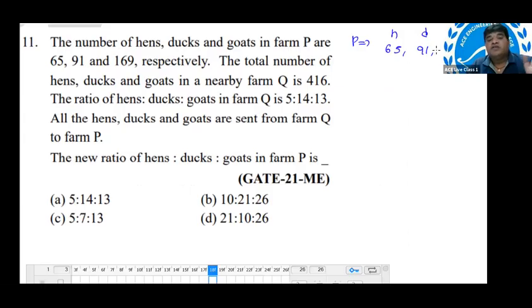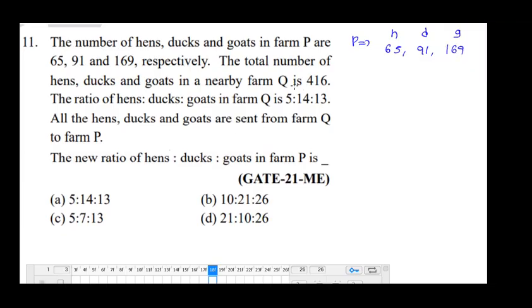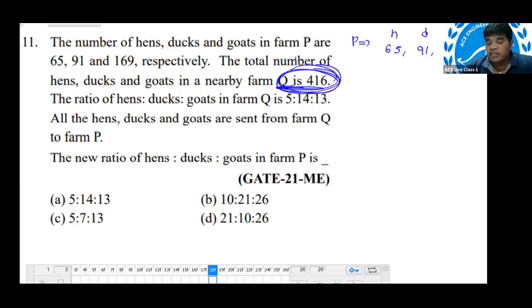In the farm we have 65 hens, 91 ducks, and 169 goats. The total number of hens, ducks, and goats in another nearby farm, tell me. It is 416. So the total is given. Okay, next.